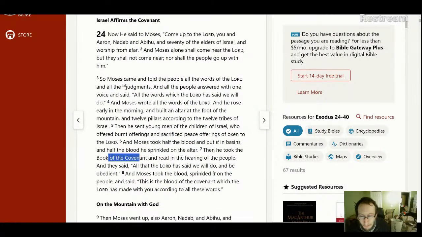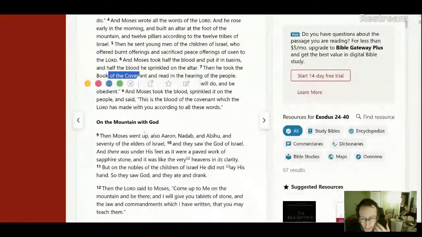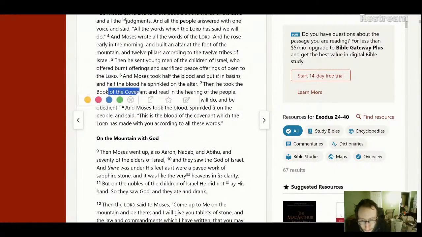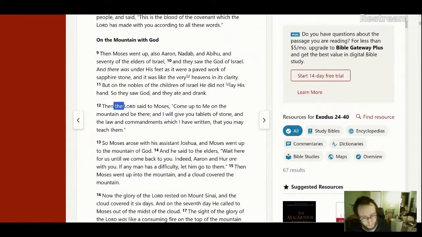And he took the book of the covenant. So the book of the covenant is Exodus chapters 20 to 23. So then when he wrote the book already, why did he go up to the mountain if he already wrote the book? Because look, in the very next few verses, verse 12, come to me on the mountain, be there. I will give you tablets of stone and the law and commandments which I have written, that you may teach them.